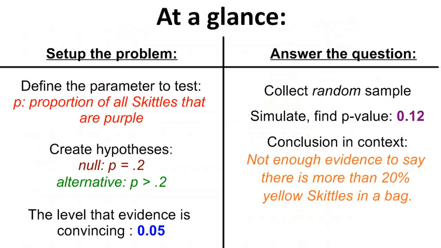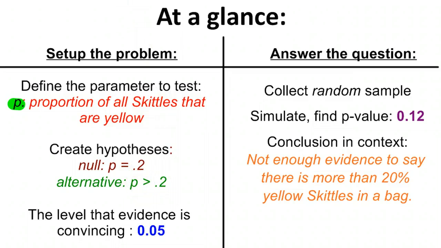So, going over a quick recap of what we did. We set up the problem. We decided to define what we were going to test. We were looking at a proportion, and P represented the proportion of all Skittles that are yellow. Our null hypothesis is that 20% of them, 1/5 of the Skittles, would in fact be yellow. But remember, our goal was to smash that hypothesis. We wanted to make it seem so unlikely that we had to go with the alternative that P was greater than 0.2, that the proportion of yellow Skittles was greater than 20%.